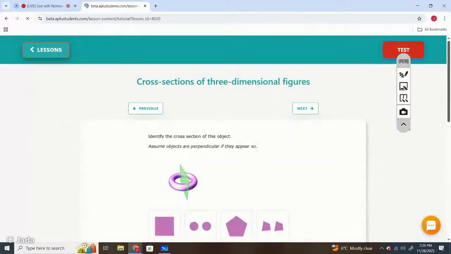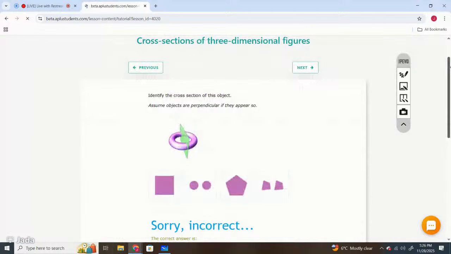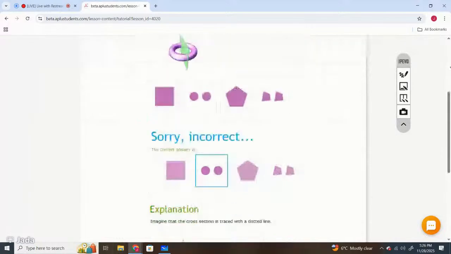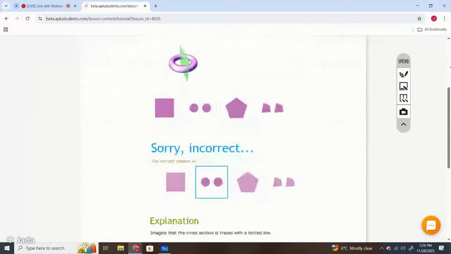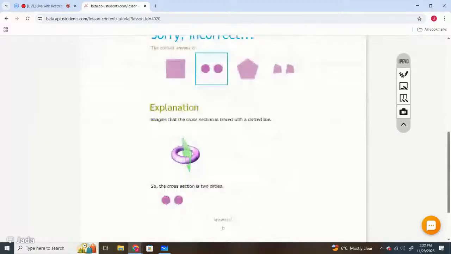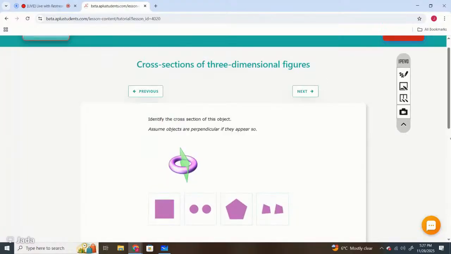Identify the cross section of this object. Assume objects are perpendicular if they appear so. Imagine that the cross section is traced with a dotted line. Cross section means if you break down the image from the middle, the cross section is two circles, right? We can see the two circles. Let's just start with the test questions.